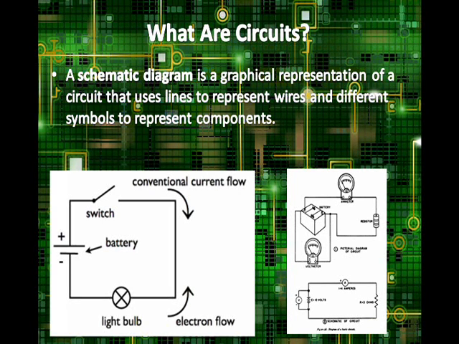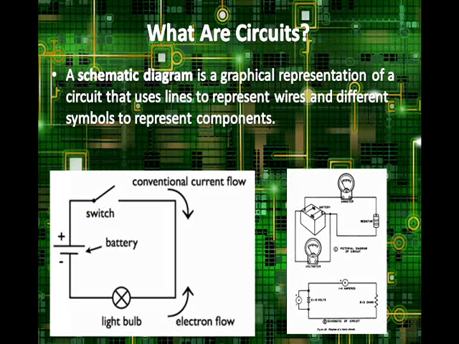Now, a schematic diagram is a graphical representation of a circuit that uses lines to represent wires and different symbols to represent components. So basically, it's just a lot of lines and symbols that we use to draw what a circuit would look like. And schematic diagrams use standard symbols.